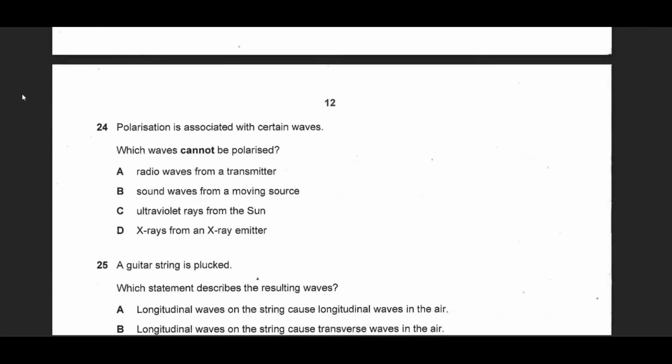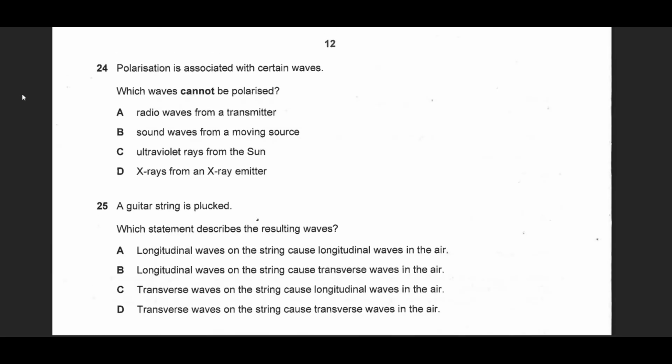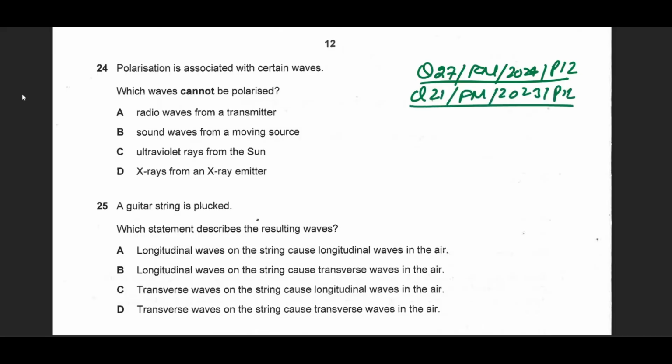Okay. Question number 24 is repeated again for polarization's sake. It was repeated as question number 27 in February-March 2024 P12. This was repeated again at question number 21 February-March 2023 P12. You can see it's a favorite question of the examiner. Then question number 23 October-November 2022 P12. It's about polarization, which can or cannot be polarized.